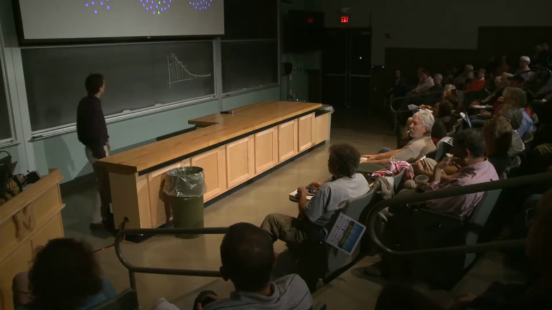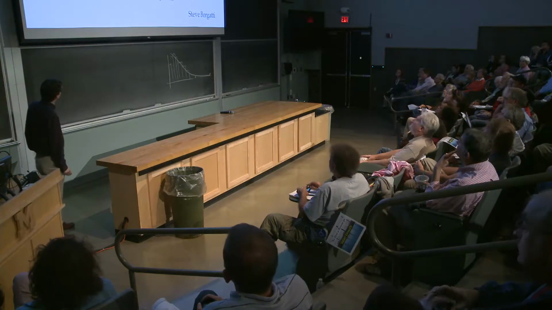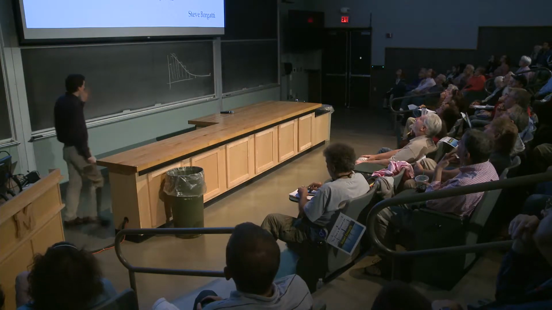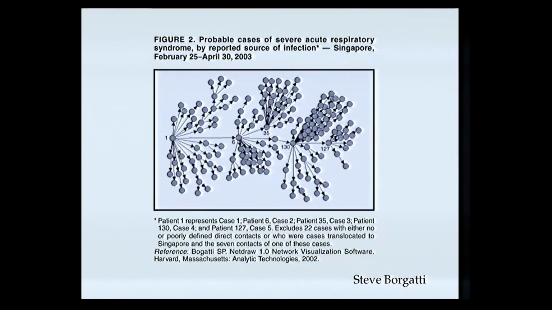All right, very good. So here's a practical example of that, from the spread of an actual disease. This is real data from the spread of a disease called severe acute respiratory syndrome, or SARS. It's a viral disease that had a bad outbreak in Southeast Asia in 2002, 2003. This is data that comes from the outbreak they had in Singapore.